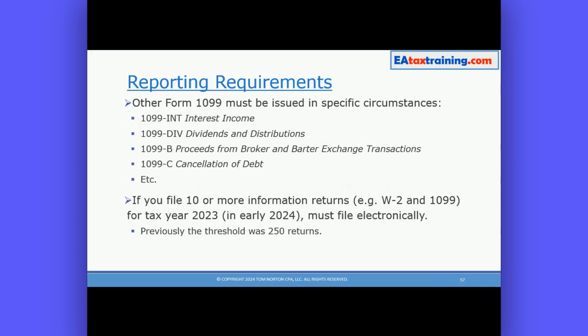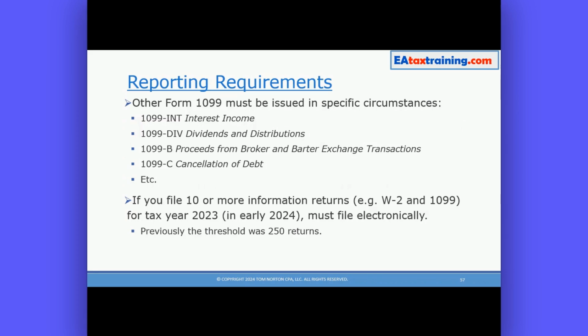There are other Form 1099s that must be issued in specific circumstances. 1099 INT for interest, 1099 DIV for dividends, 1099-B for broker and barter transactions, 1099-C for cancellation of debt, and there are others. I'm not listing all of them.